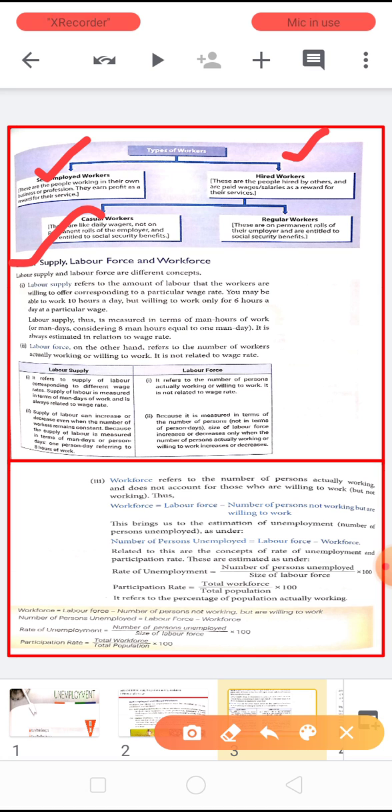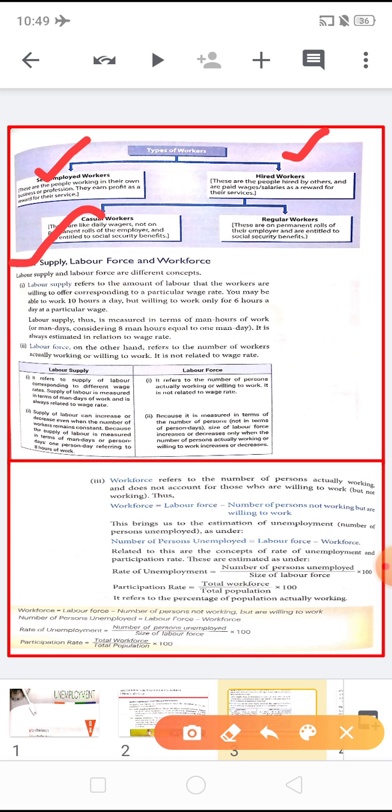Now we are going to learn what is workforce. Children, the number of persons who are actually employed at a particular time is known as the workforce. It includes all those people who are actually engaged in productive activities. And how do we calculate the number of unemployed people? The unemployed people is the labor force minus the workforce. By applying this formula, we will get the value of unemployed people.